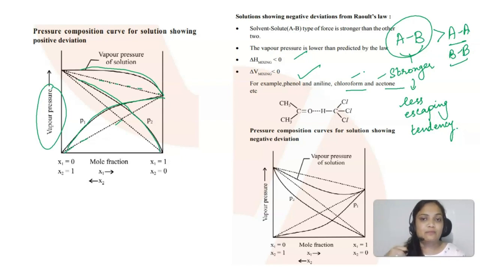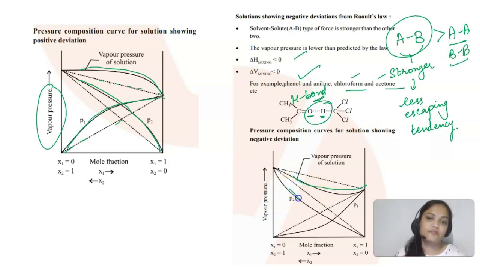But when you mix them together, there exists hydrogen bond between the oxygen of acetone and hydrogen of chloroform. So because of this hydrogen bonding, now the molecules are strongly bound to each other. Okay, means the A-B interactions become stronger because of hydrogen bond. So this will exhibit negative deviation from Raoult's law. So the vapor pressure of the solution would be lower.